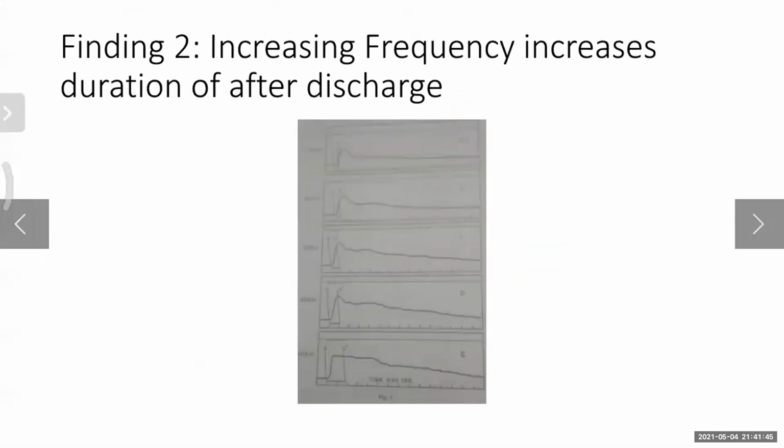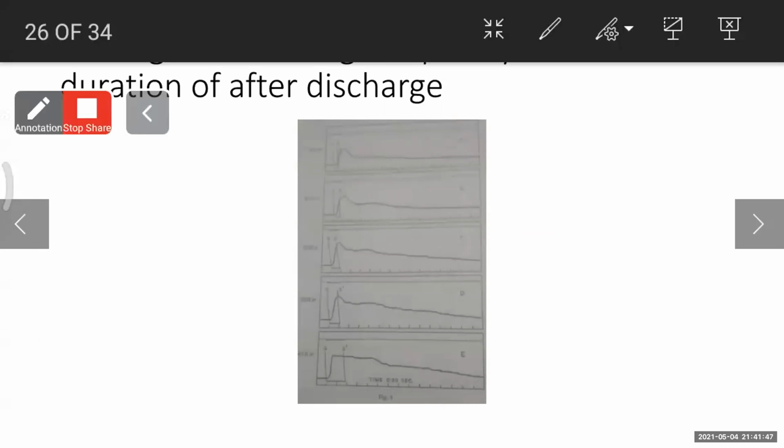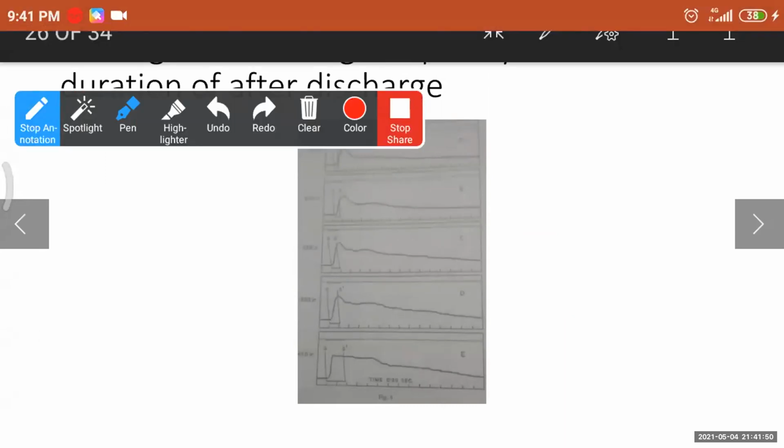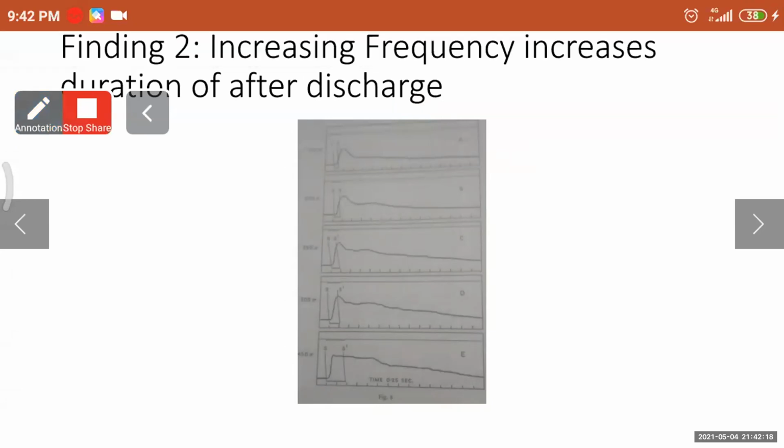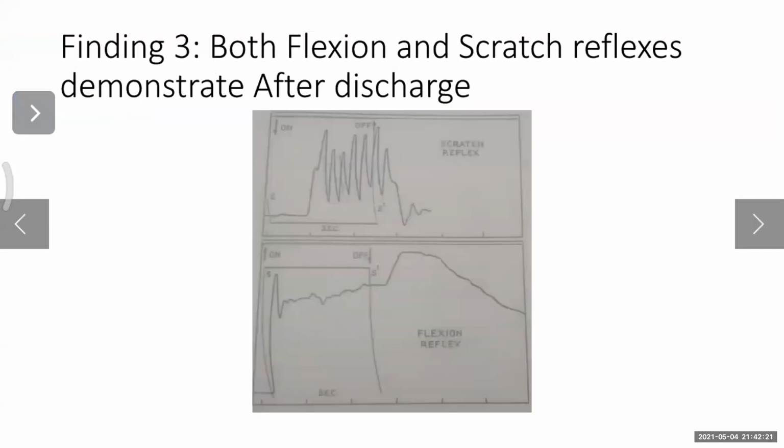On the topmost picture, the after discharge is very close to the baseline, and compared to this, you can see that it is higher. It means that it has been there for some time and it is continuing. So there is both an increase in the amplitude, the magnitude of the after discharge response, as well as the duration. So that's finding 2.